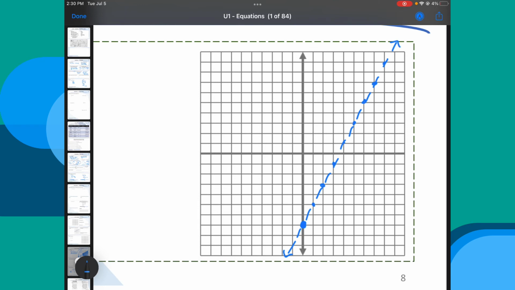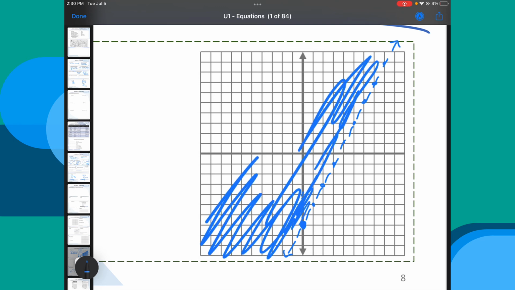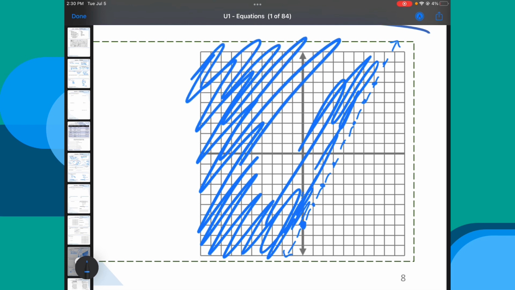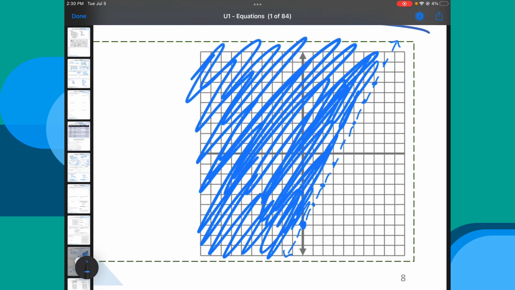Now, sometimes it can be confusing. What's above? What's below? So go back to that starting point and go on your y-axis up, and that's the side of the line that we should be shading. You really want to shade it well. And there you go.